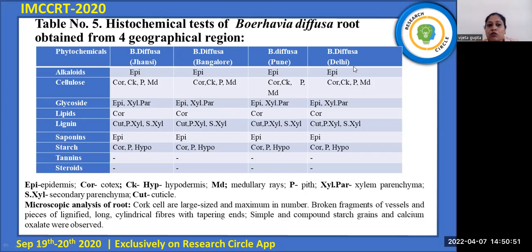Now, microscopic analysis of the root. Cork cells are large and maximum in number, and broken fragments of cells are there, and pieces of lignified long cylindrical fibers with tapering ends, simple and compound starch grains, and calcium oxalates were observed in this histochemical test.